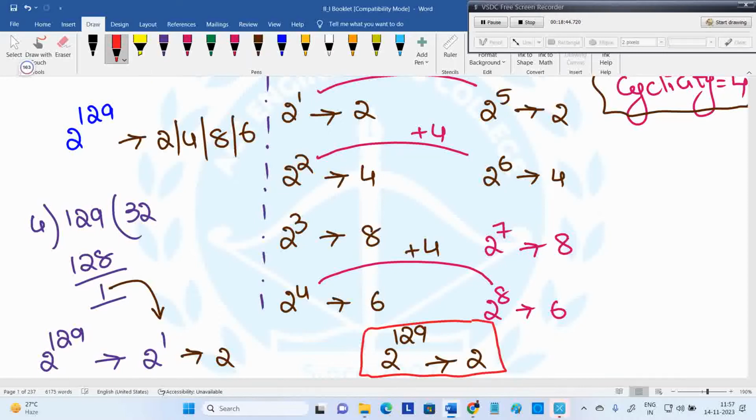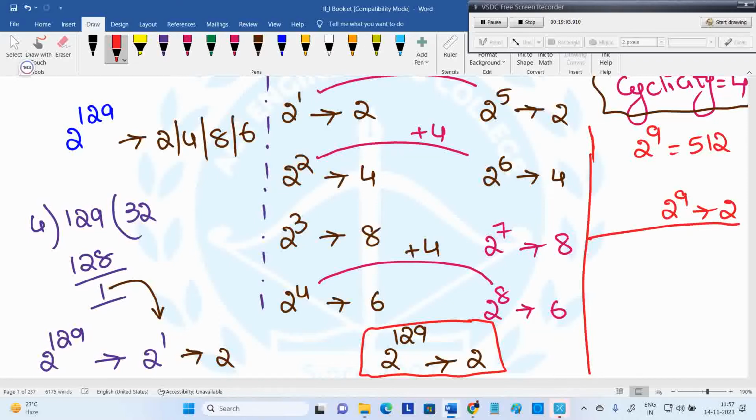Sir, I am not getting that. Listen, very simple point what I want to conclude. You people know 2 power 9 is 512. Means unit's place is 2, right? Just try to understand from the one which you know already. You know 2 power 9 is 512 and the unit's place is nothing but 2, right?